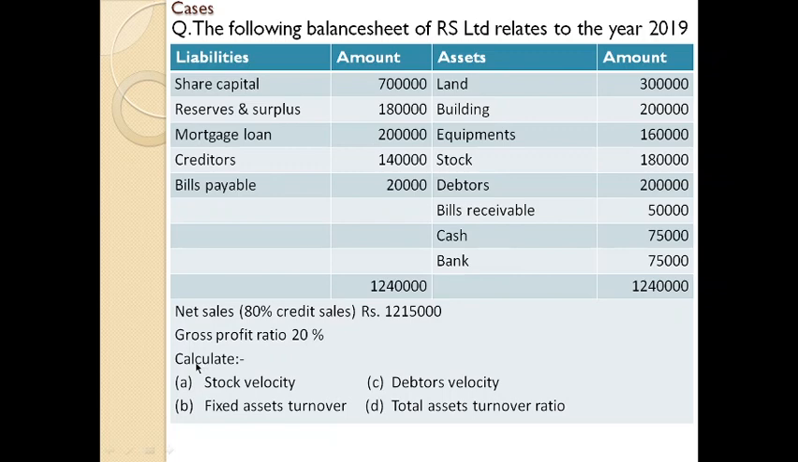Next one, in this question, you need to calculate stock velocity, debtors velocity, fixed asset turnover, total asset turnover ratio. Sometimes, whenever a balance sheet is given, you may be asked to find all the ratios that come under activity ratio, or maybe some specific ratio selected as per the question. Okay, let's deal with how we are going to do it. First one, stock turnover ratio.